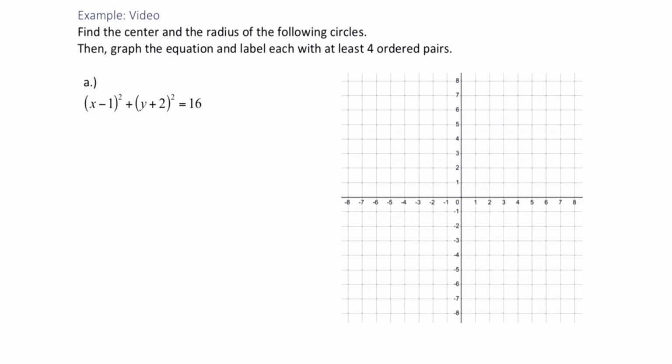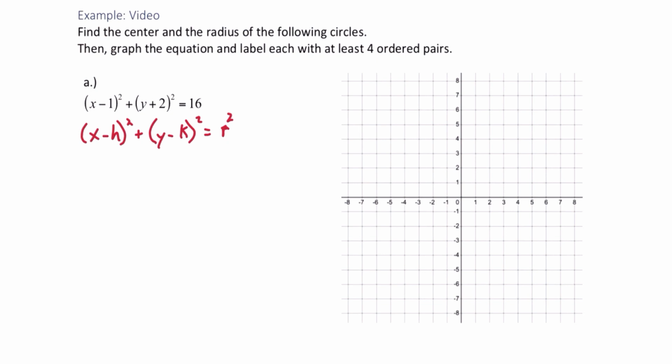Find the center and radius of the following circles, then graph the equation and label each with at least 4 ordered pairs. Notice that the circle is given in standard form, that is (x - h)² + (y - k)² = r², our standard form for the equation of a circle.